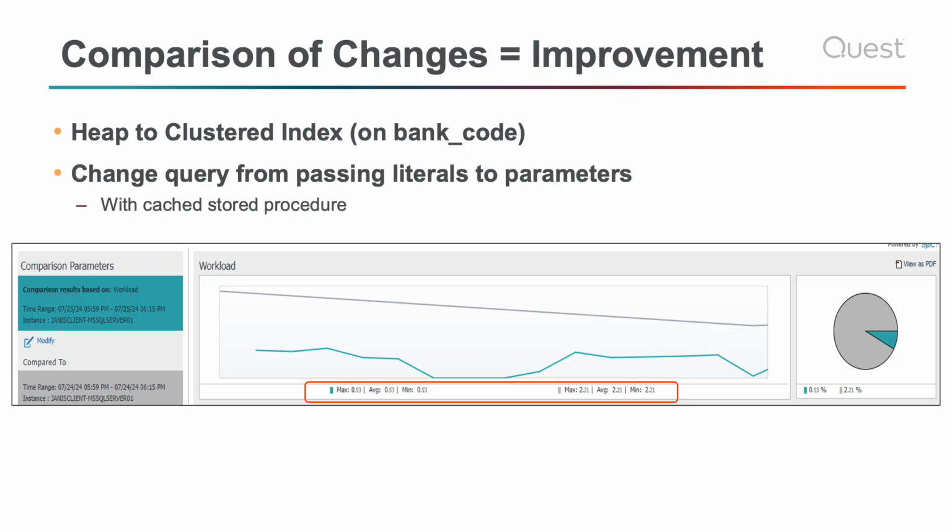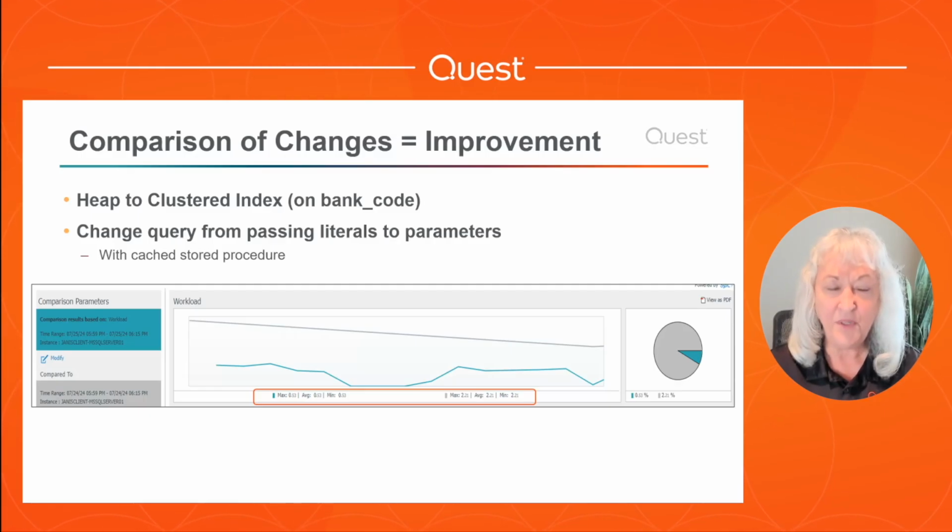So here's a picture of the improvement we just did. We changed a heap to a clustered index, and then we changed the query from passing literals to parameterizing and using parameters in the stored procedure, so we can cache that. You can see the difference here. That bluish teal line is much lower, but much more efficient. It was doing 175,000 executions as opposed to the gray workload where it was just doing all the locking.